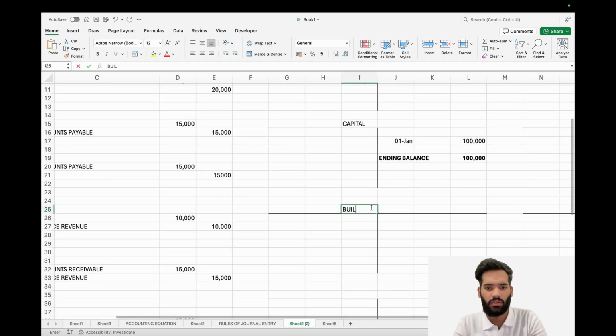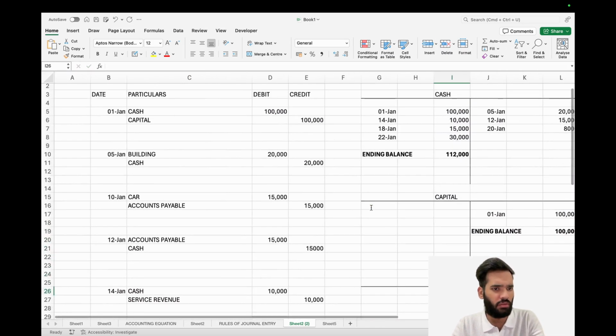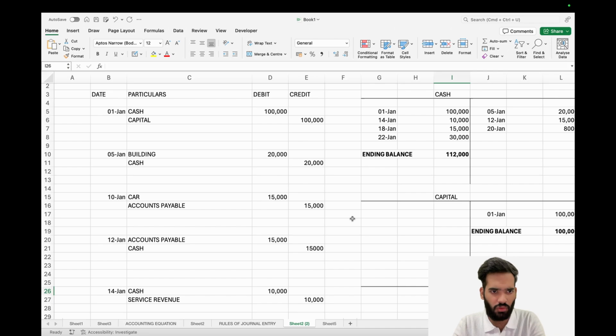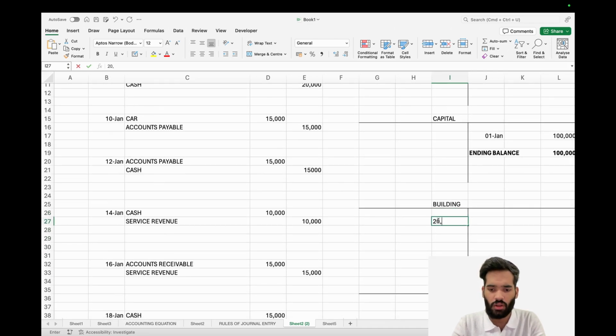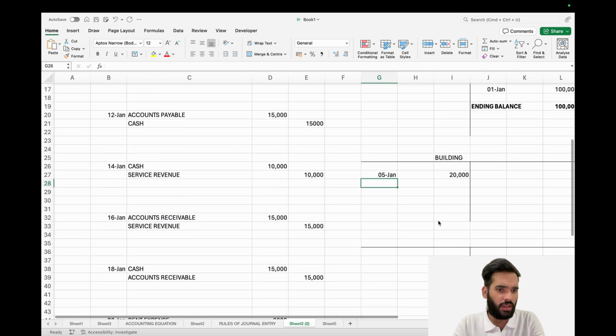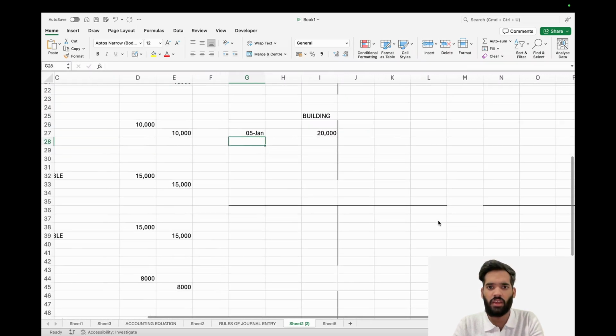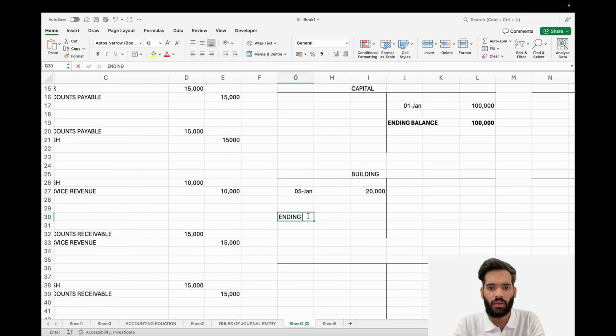Okay, in any case, we'll go to the third account, which is called the building. Let's do building. So now I'm going to pick up some pace. Because we have built up the basics, so 20,000 debit, 5th of January. Is there anything else about building? I don't think so. So that's it. So we'll do ending balance, which will be 20,000.